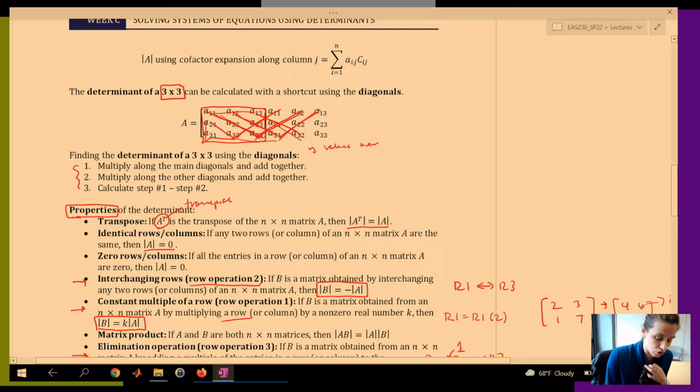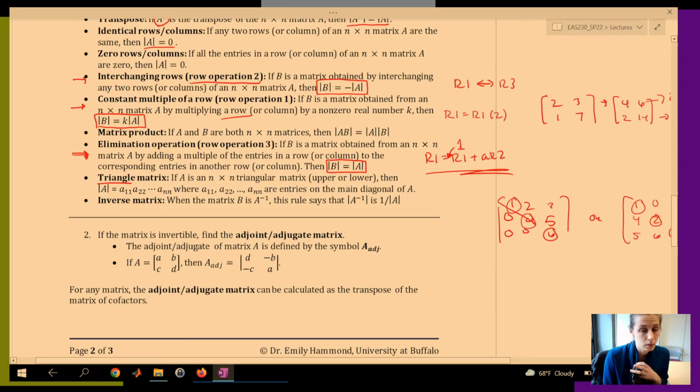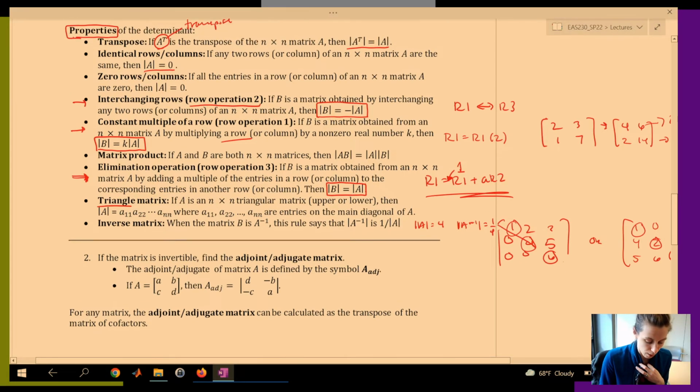All of these entries are 0, or all of these entries are 0, meaning you're multiplying things by a bunch of zeros. And then lastly, the inverse matrix. If B is equal to A inverse, then my determinant is 1 over the determinant of A. So if the determinant of A here is equal to 4, the determinant of A inverse is going to be 1/4. And those are determinant properties.